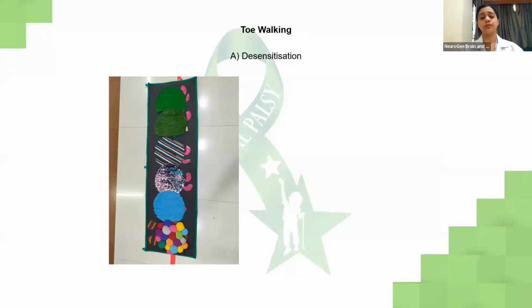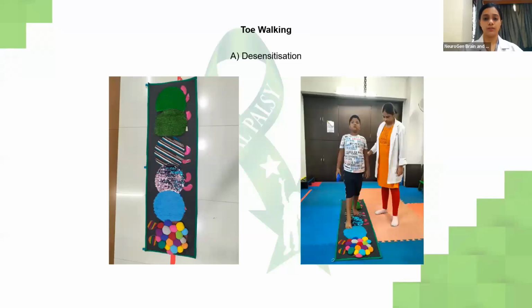The second most important thing is toe walking. It is a query that a lot of parents raise, that toe walking can be because of sensory issues, which definitely it is. But when the sensory issues persist for a longer period of time, it goes on to musculoskeletal issues. Sensory issues meaning it is because of the tactile hypersensitivity that the child has. That is a pure sensory concern.